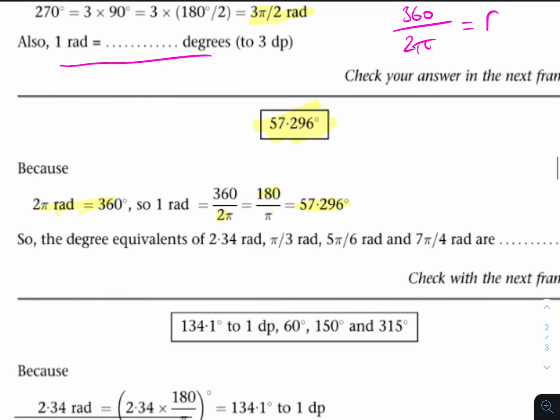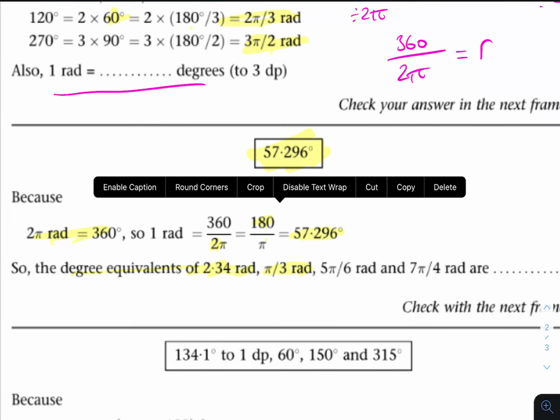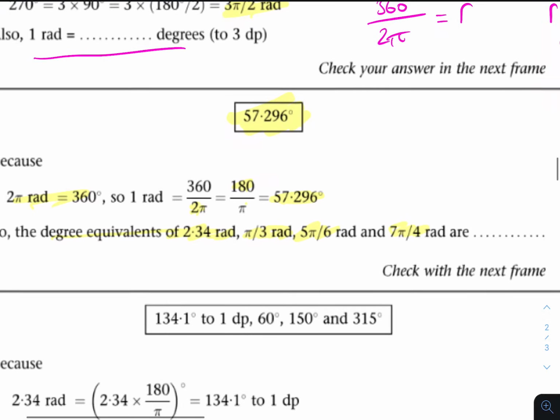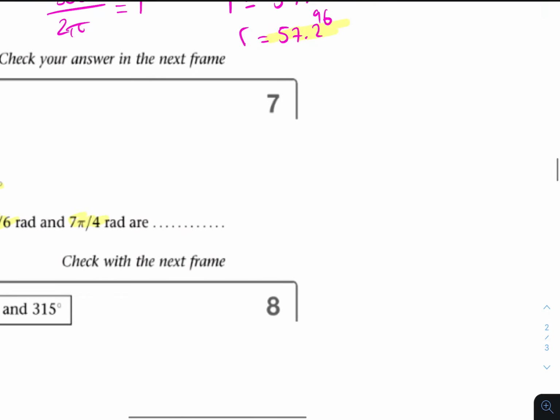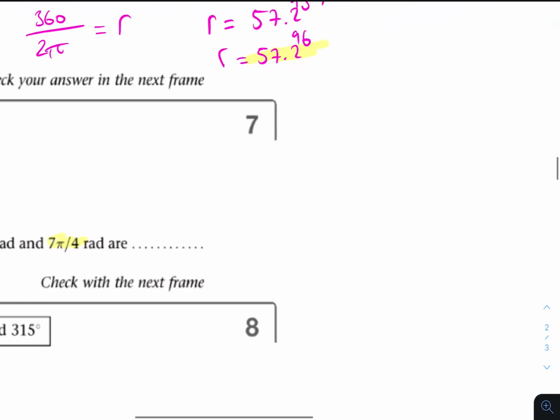Cool. So the degree equivalence of 2.34 radians, pi over 3 radians, 5 pi over 6 radians, and 7 pi over 4 radians are. They want us to work this out. So what was the first one? The first one was 2.34 radians.